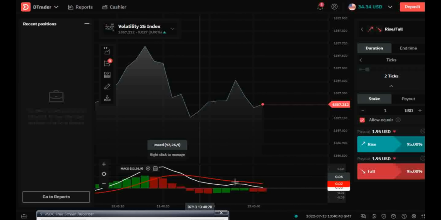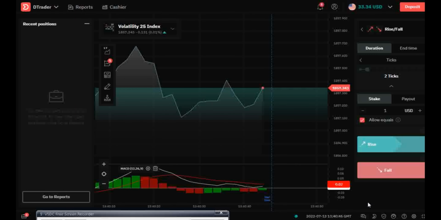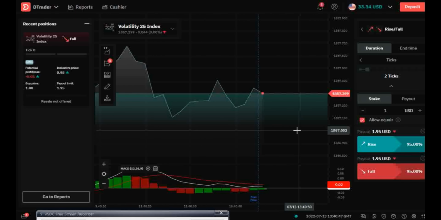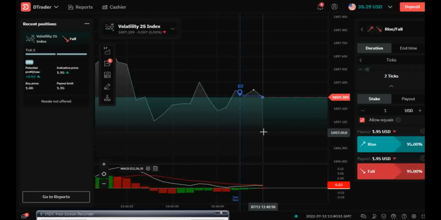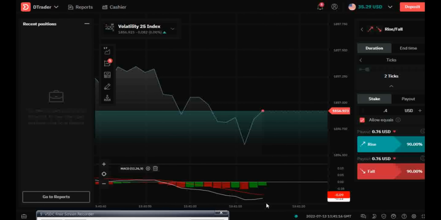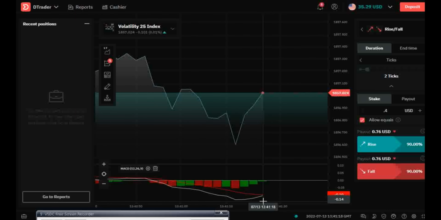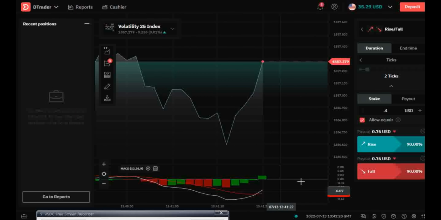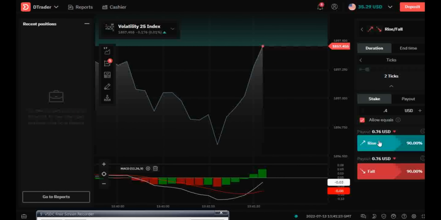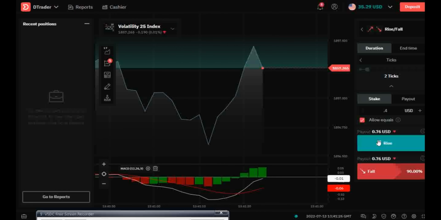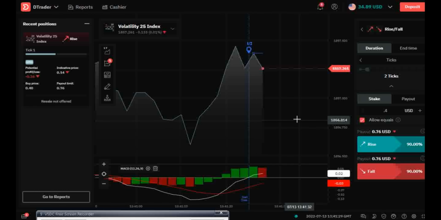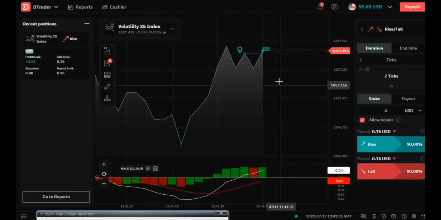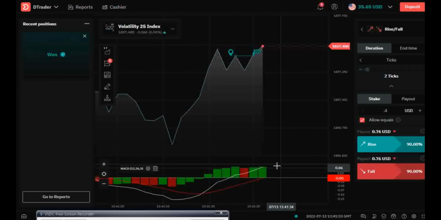So it has crossed here. And up now, it's about to cross. About to cross. Crossed. Down here, but on the graph it's showing that it's still going up. We won. Winning, winning, winning.